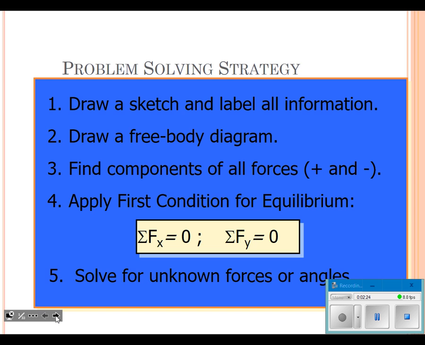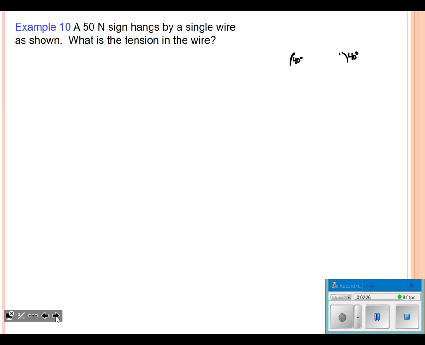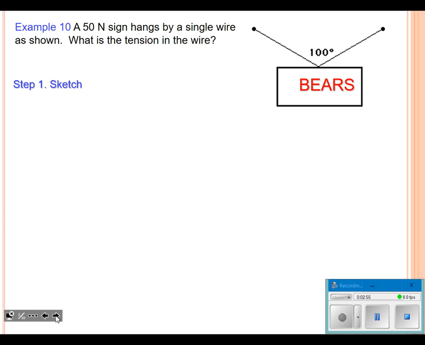All right, so let's try it. We have example 10 in your packet, and it was originally example 10 because this used to be included with your previous forces packet, and I broke it into 2 separate units, so that's kind of why it's numbered strange. So I have a 50 Newton sign that hangs by a single wire as shown in the picture, and I want you to find the tension in the wire. My picture says bears instead of what you have, but it's the same thing.